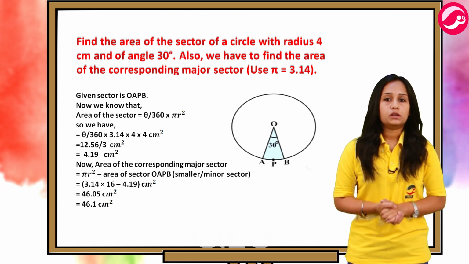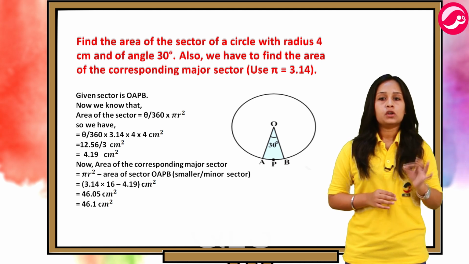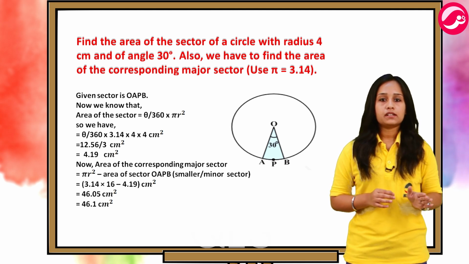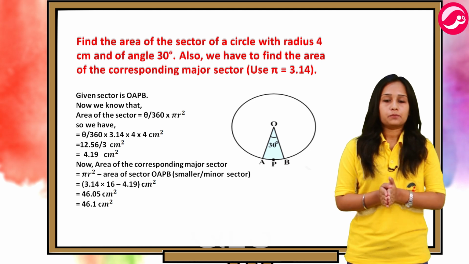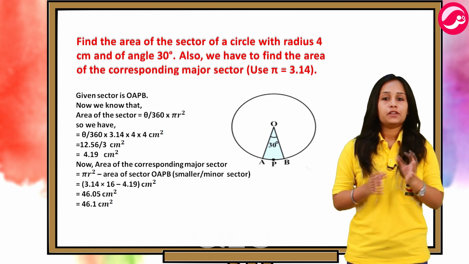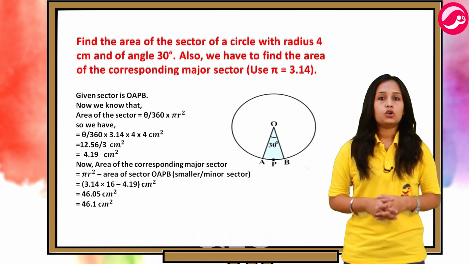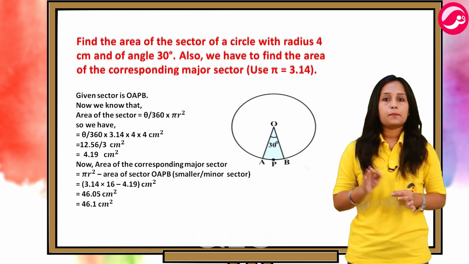We have our first problem in which we have to find the area of the sector of a circle with radius is equal to 4 centimeters and of angle 30 degree. Also we have to find the area of the corresponding major sector. We have to take pi is equal to 3.14. Now the given sector is OAPB.